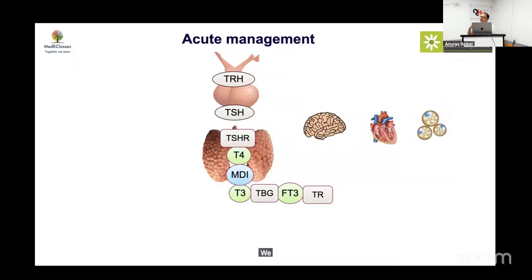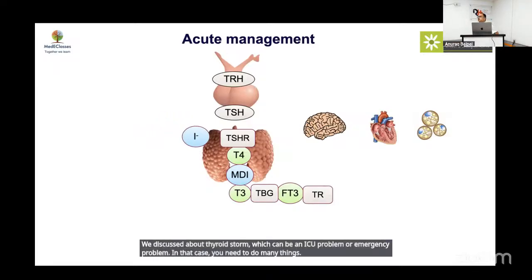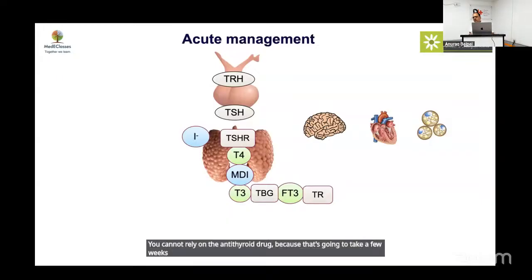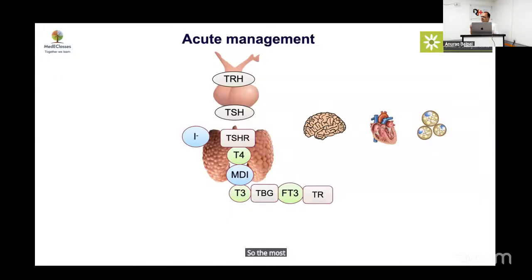We discussed thyroid storm, which can be an ICU problem or an emergency problem. In that case, you need to do many things. You cannot rely on the antithyroid drug because that's going to take a few weeks for the effect to happen. So the most effective immediate agent is to use iodine, which will act via the Wolff-Chaikoff effect.